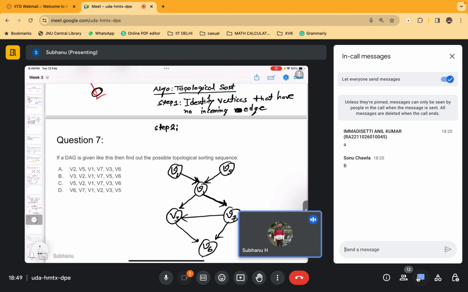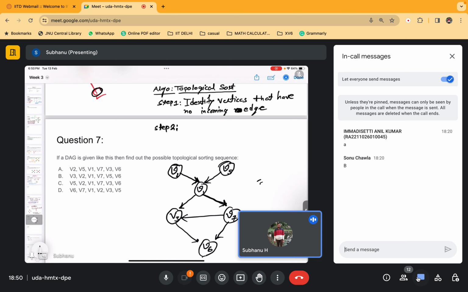Also you can follow my writing on what your thinking process should be, how you will think to solve this question if this kind of graph is given and you have to find a topological sort. So you have to follow some algorithm. What is the algorithm? First you have to identify the vertices that have no incoming edges. Okay, fine. Now can you identify any vertices from this graph that have no incoming edge?